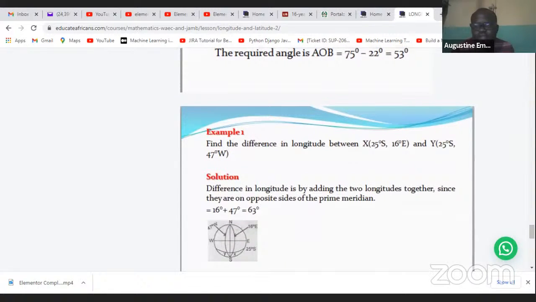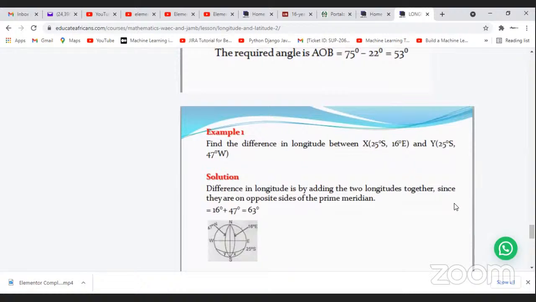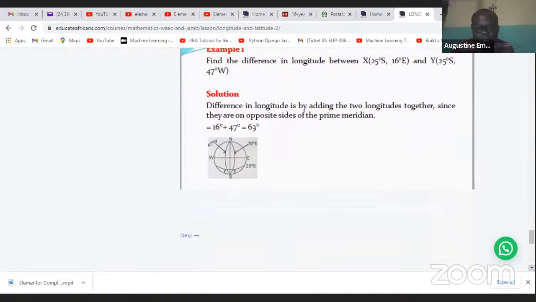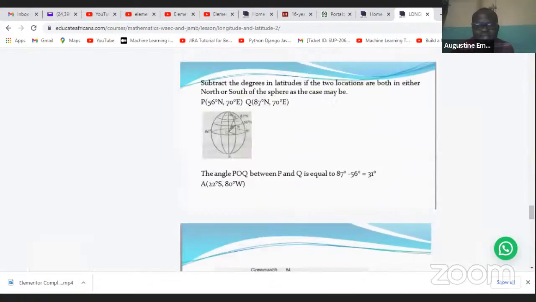Okay, so let's solve this problem. Find the difference in longitude between this and this. Difference in longitude. You can also already see that their latitudes are the same. So you can see that this is east and this is west. So when it's east and west, what do we do? We add, sir. Thank you. So it's 63. Okay, this is perfect.